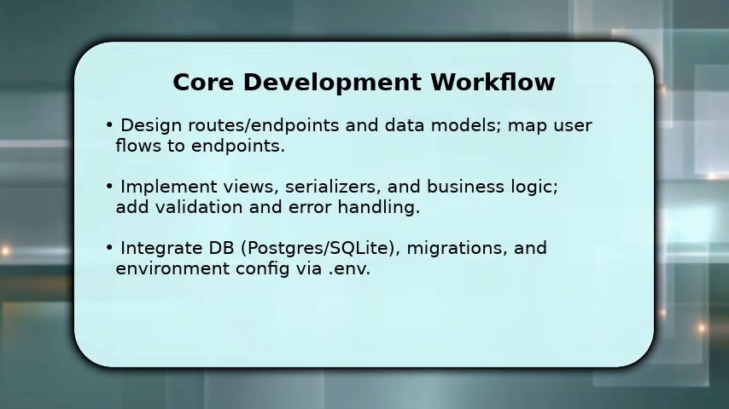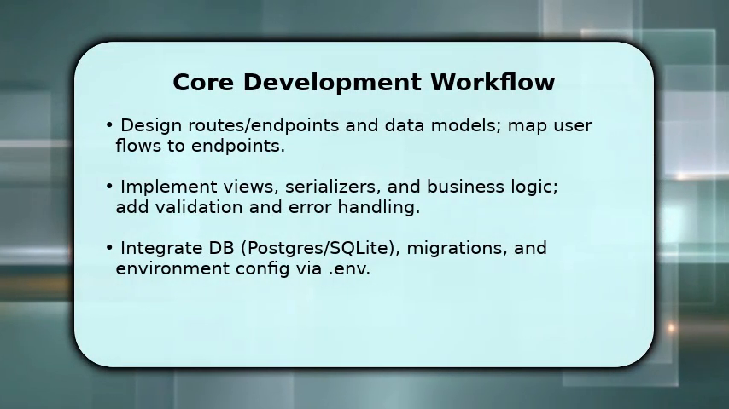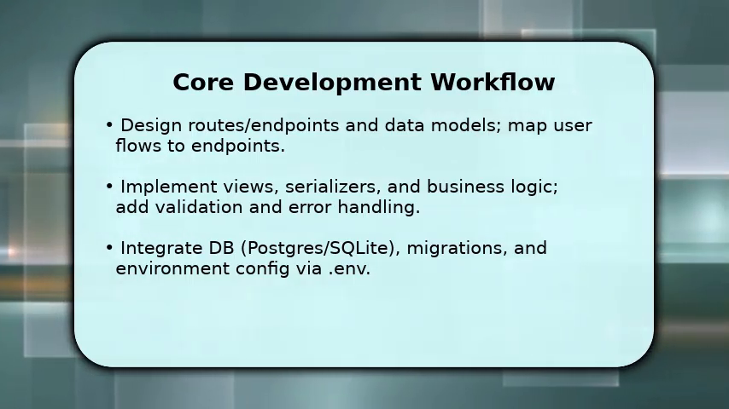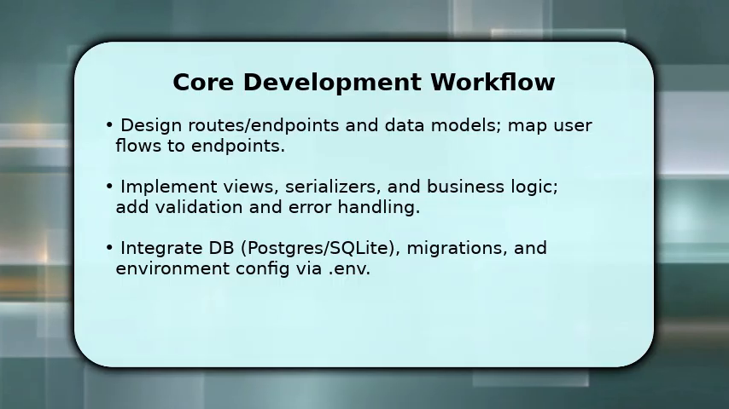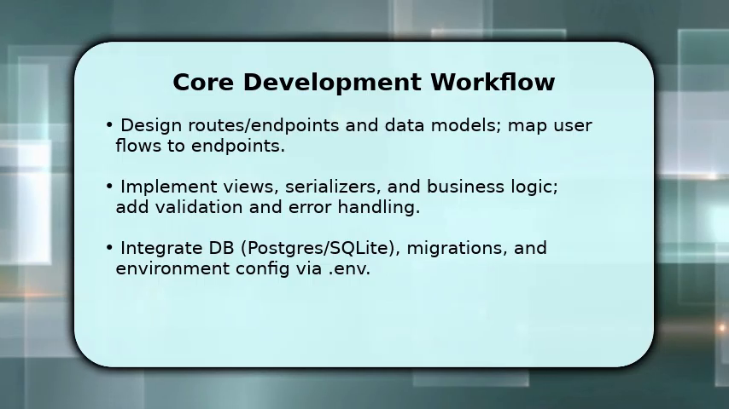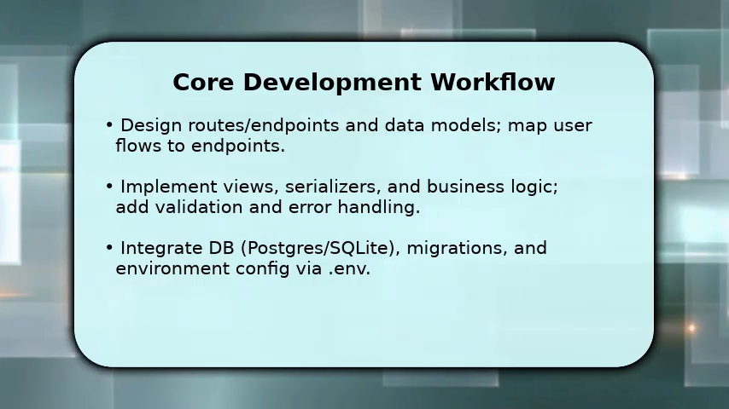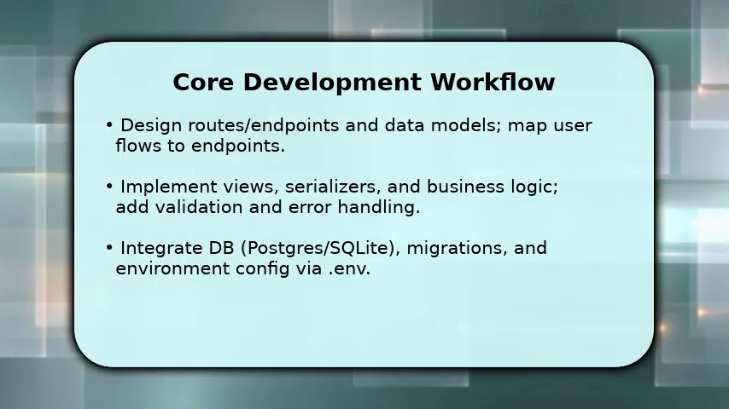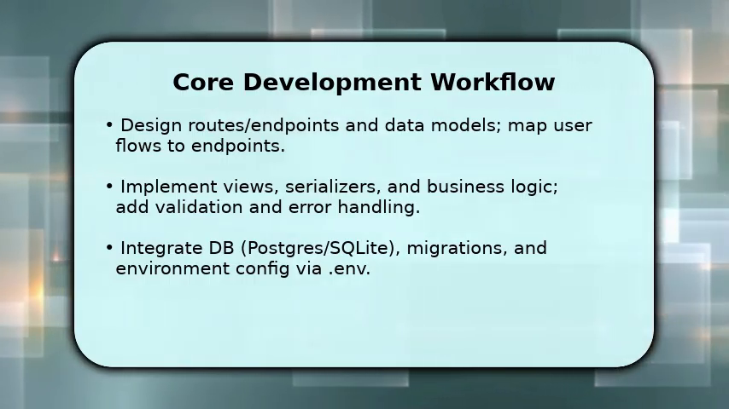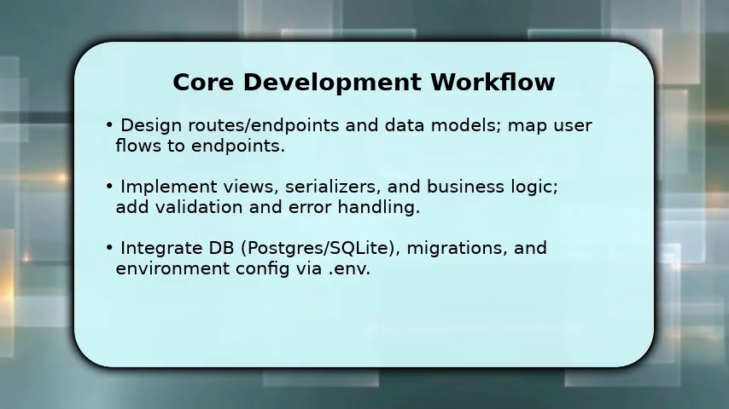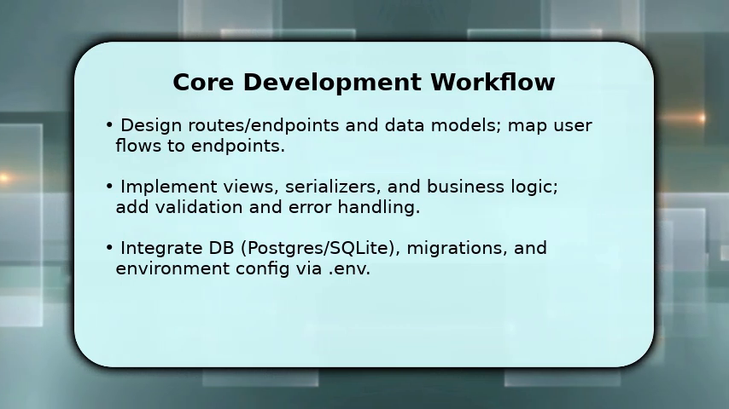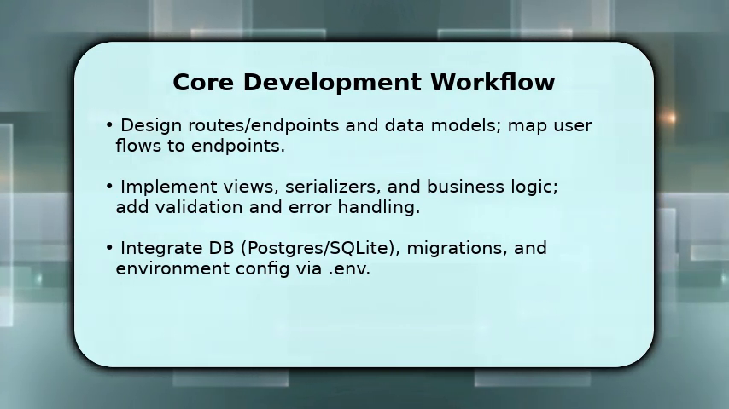Once the app skeleton runs, focus on the middle work that makes it functional. You design routes or endpoints that mirror user flows, then implement data models and migrations to shape persistent storage. Make sure to validate input and centralize error handling so bugs are discoverable. That reduces firefighting later. Next, wire templates or JSON serializers to views and add business logic incrementally. Also configure environment variables and database connections, Postgres for production, SQLite for development.